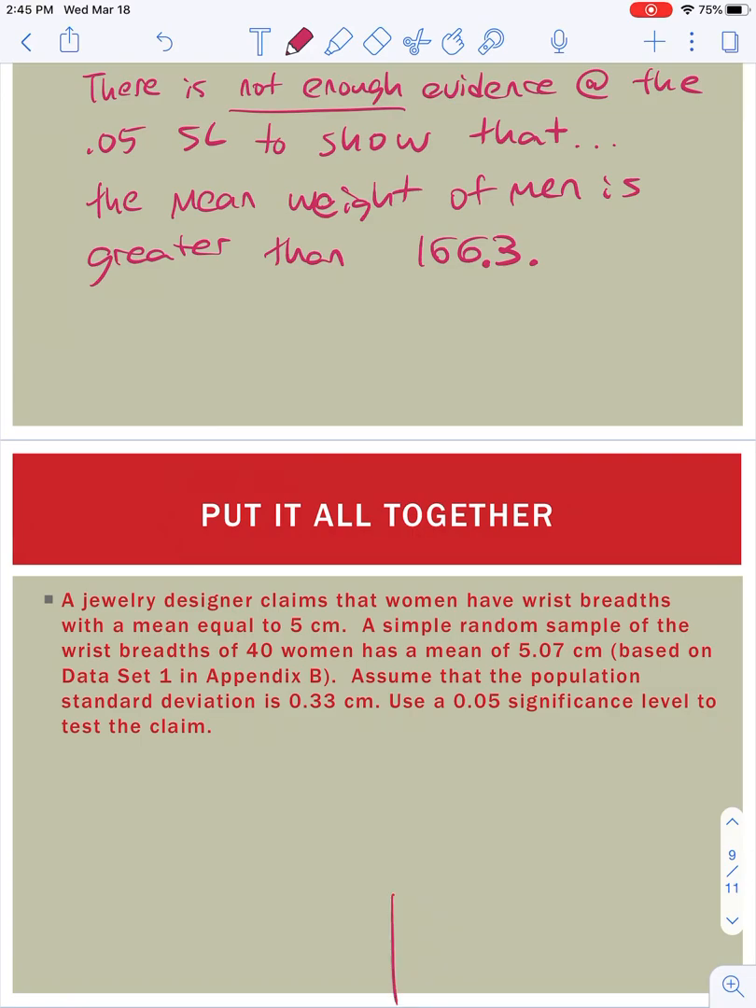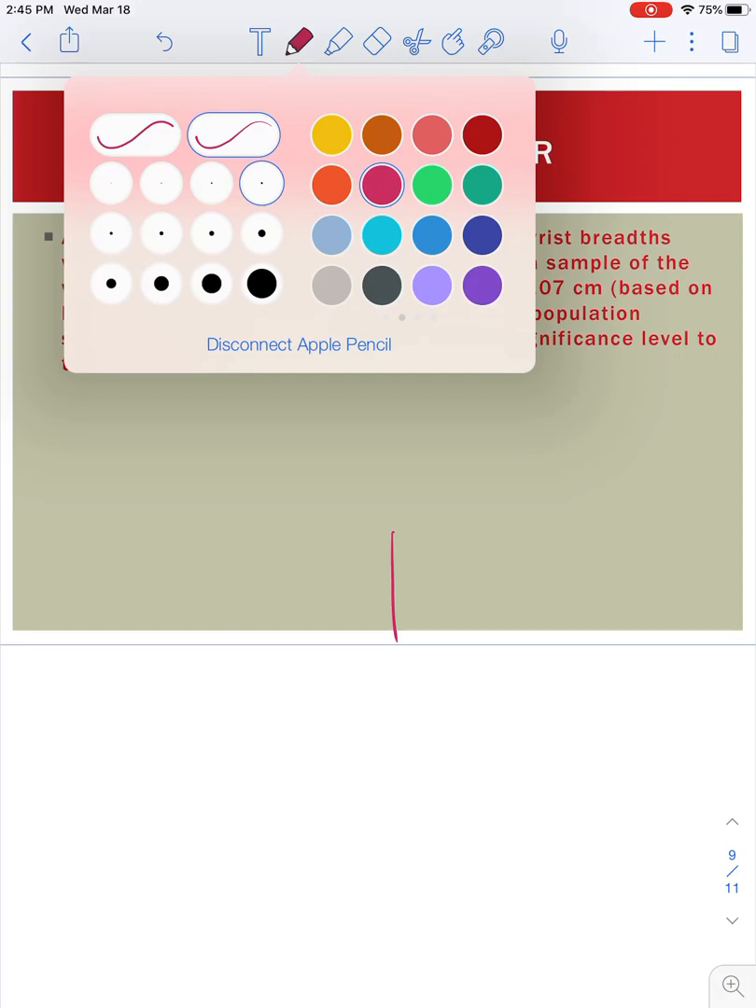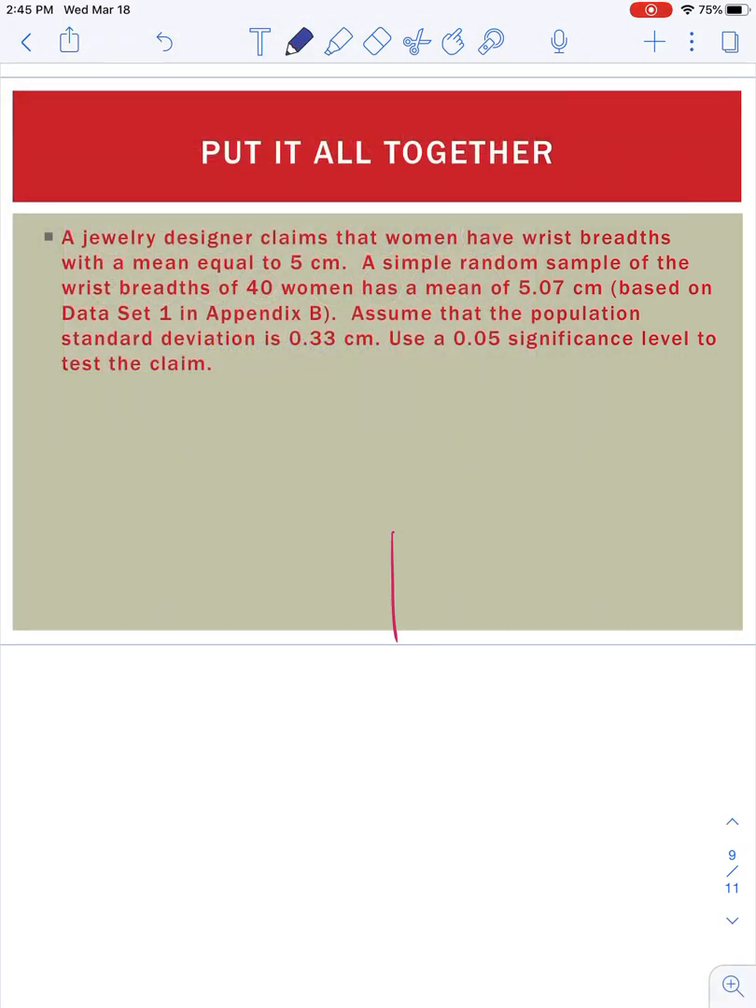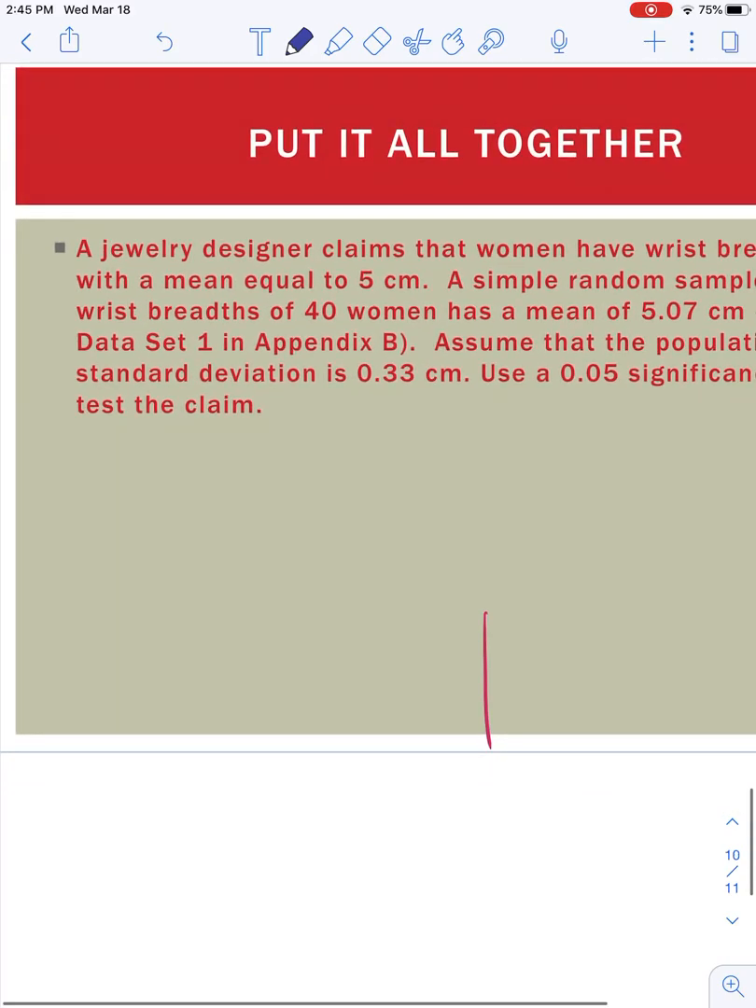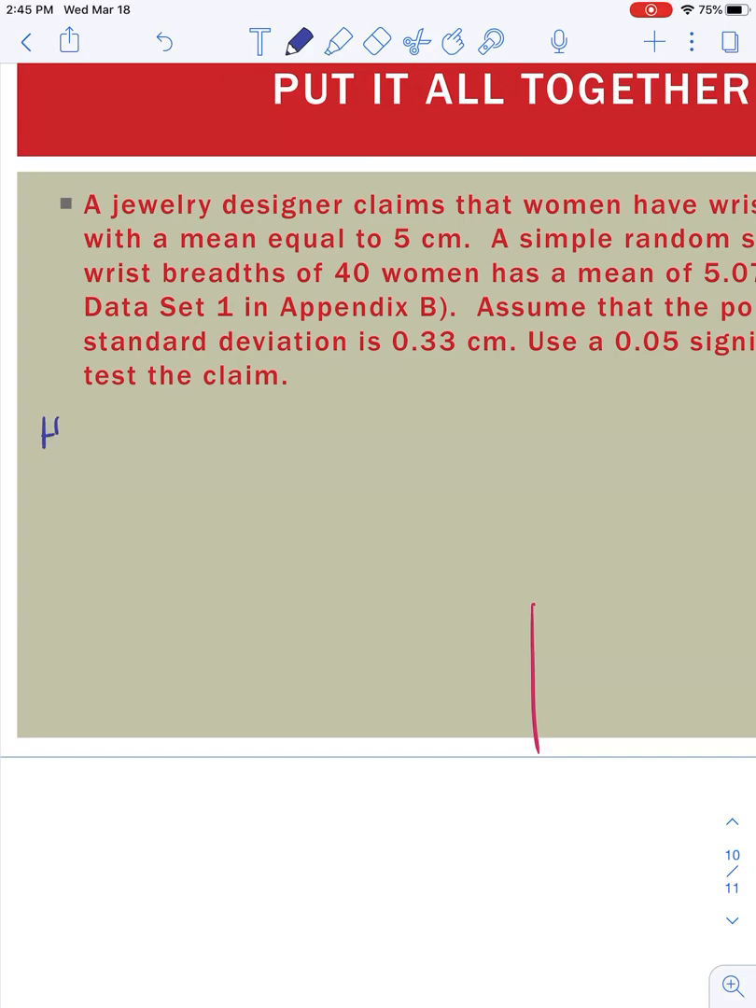So now what we're going to do is come down here and do a whole problem all at once, which sounds bad, but I actually think this is going to be the easiest thing for you when you see everything done at once. Okay, so this is what a real test problem would look like. We're going to start off by writing out our hypotheses. That's step one. So our null and our alternative hypotheses.